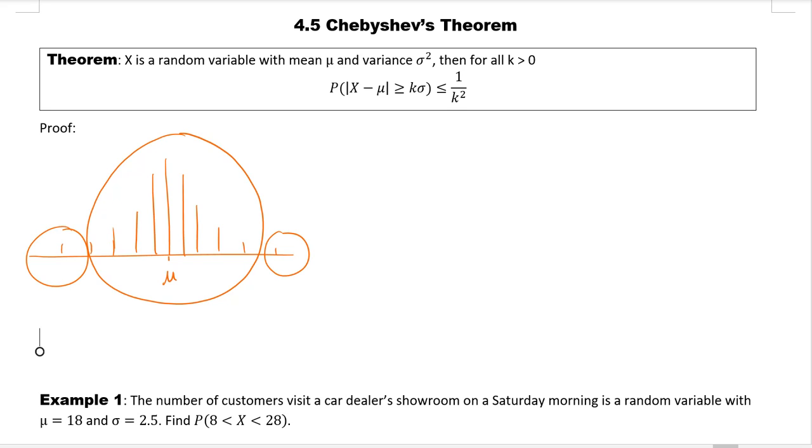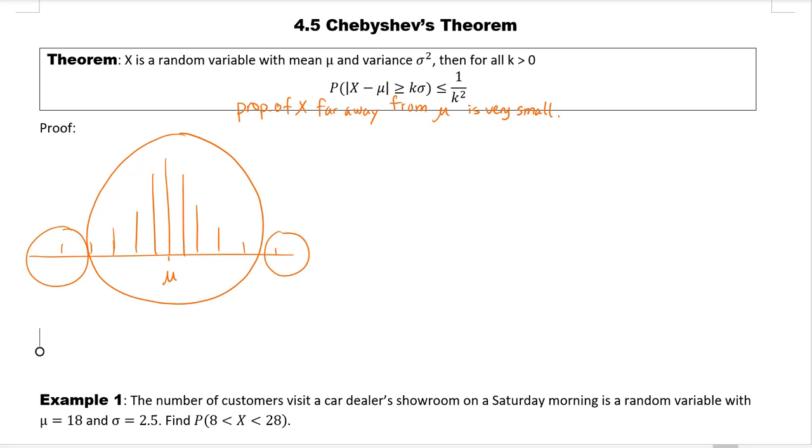So usually if k is a large number, then k sigma is a large number, so the distance between X and mu is large. This means the probability of X far away from the mean is less than or equal to 1 over k squared. So 1 over k squared is going to be a small number, which means the probability of X far away from the mean is very small.